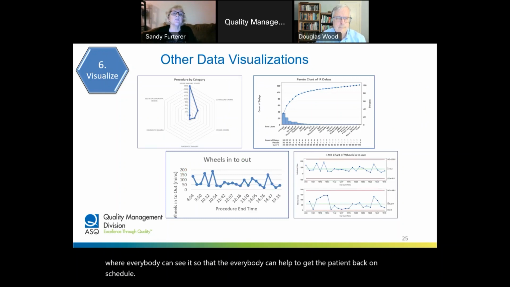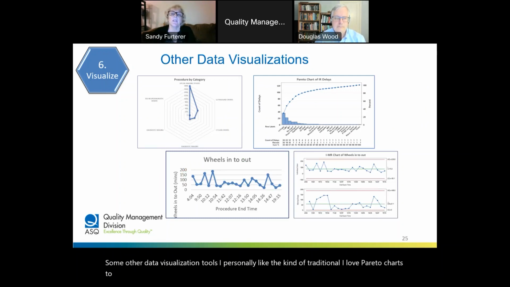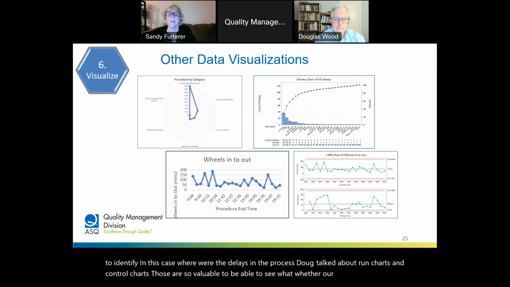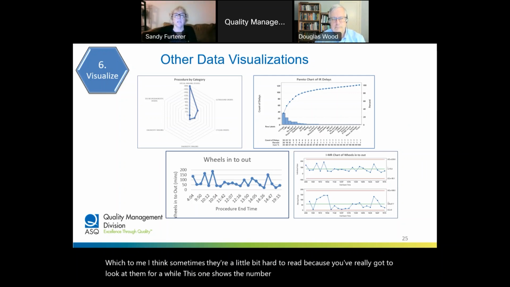Some other data visualization tools. I personally love the traditional Pareto charts to identify, in this case, where the delays were in the process. Doug talked about run charts and control charts. Those are so valuable to be able to see whether our process is stable, whether it has improved, or whether there's some assignable cause occurring over time. And then there's also a radar chart, which I think sometimes is a little hard to read because you really have to look at it for a while. This one shows the number of studies in different categories.